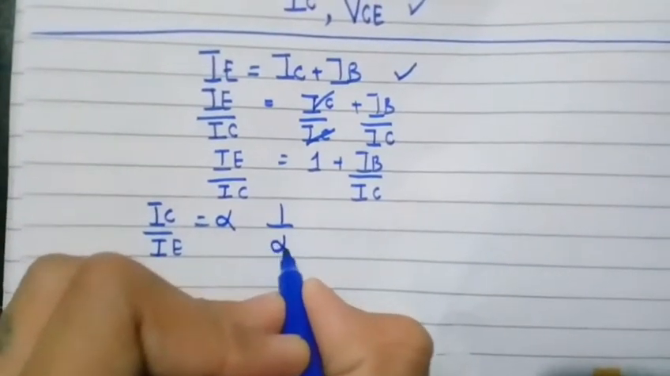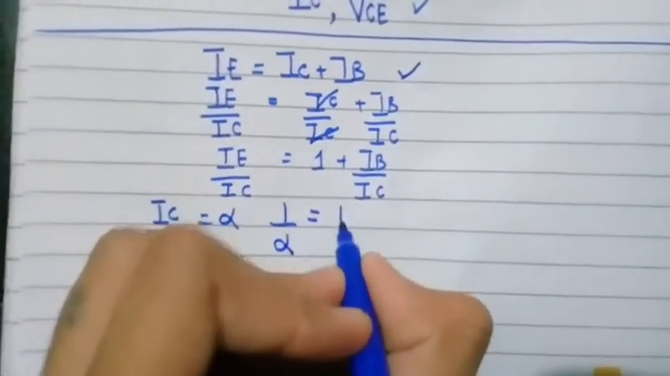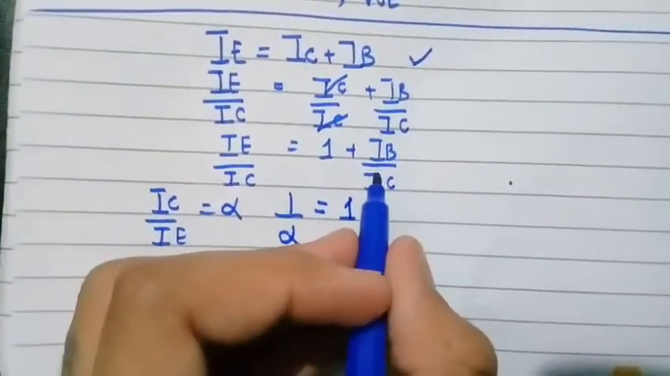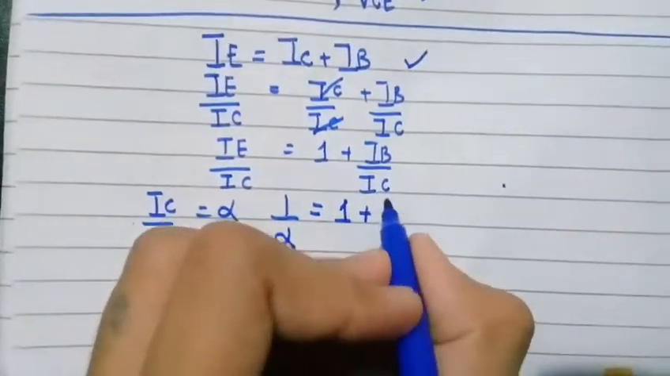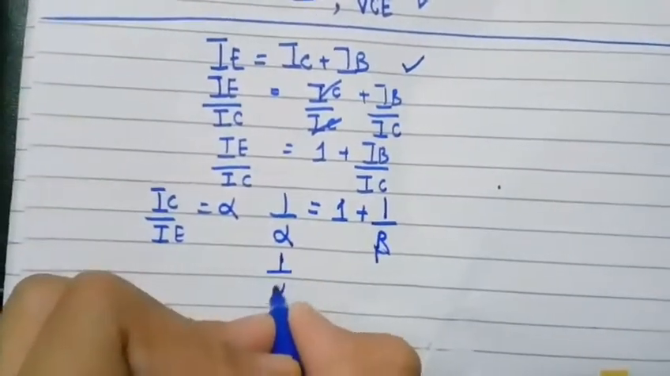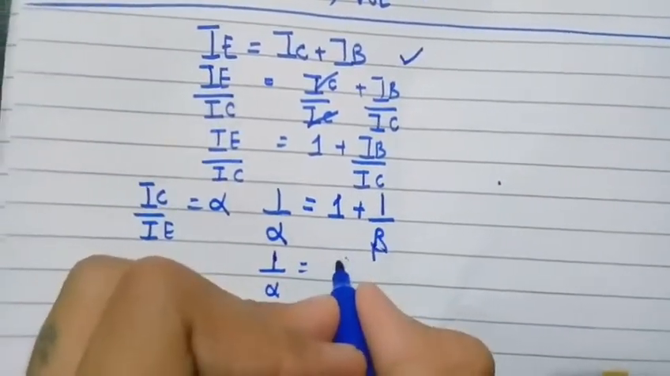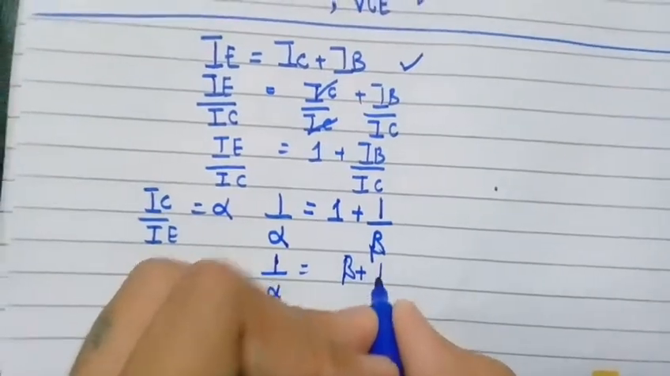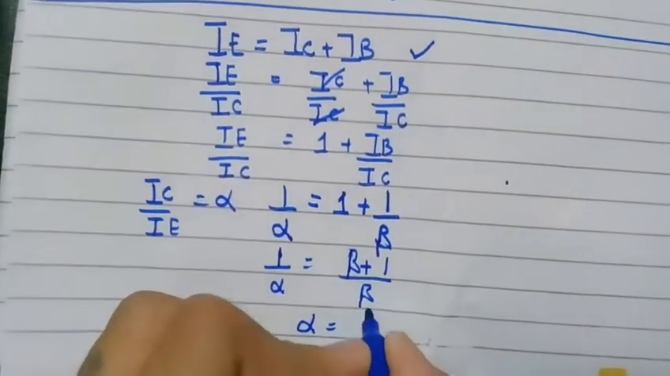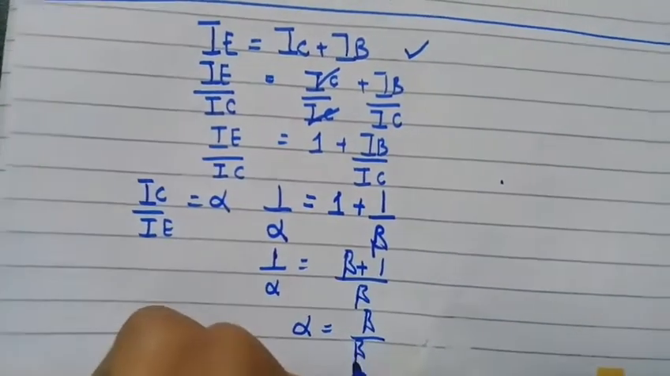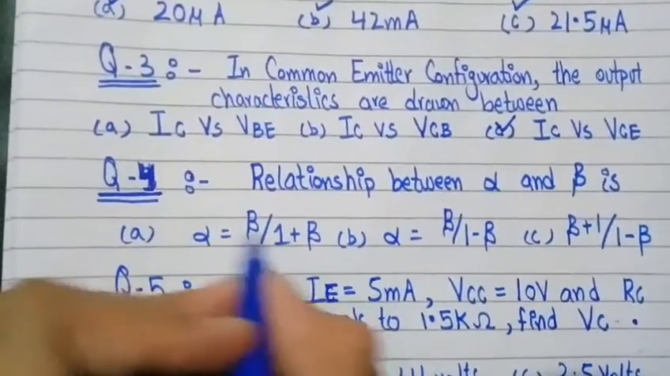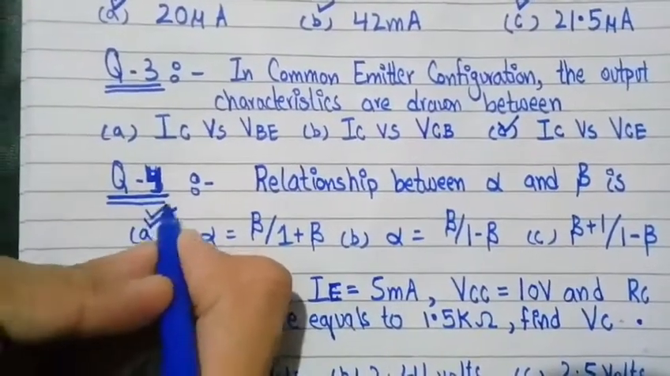So this is equal to 1 over alpha, which is equal to 1 plus, and beta will be equal to IC over IB, and here IB over IC, so we will write 1 over beta over here. The 1 over alpha will be equal to, taking LCM, beta plus 1 over beta, so alpha will be equal to beta over beta plus 1. So the answer is alpha is equal to beta over 1 plus beta.